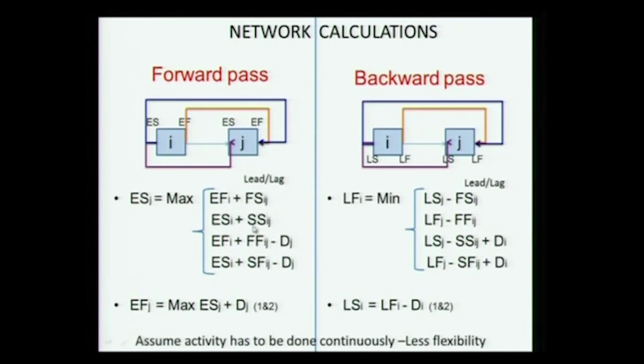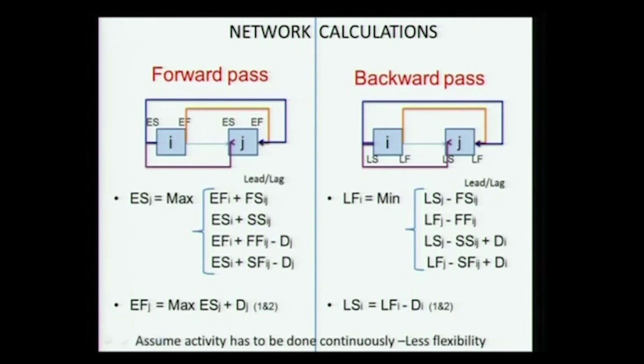Early start of the successor plus the lead or lag of a start relationship. Okay, early finish, plus the lead or lag, minus the duration. This is where we are saying it's a continuous duration. Okay, and similarly we would calculate the early finish as the maximum of this plus the duration for 1 and 2. For the other one it gets computed. Similar rule applies to the late finish for the backward pass and the late durations.